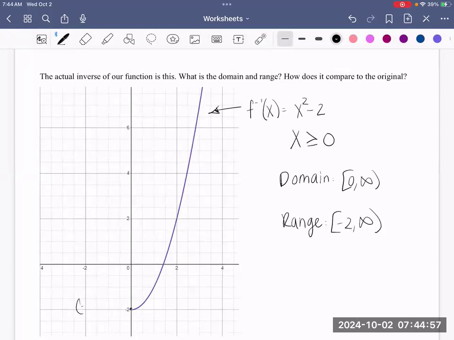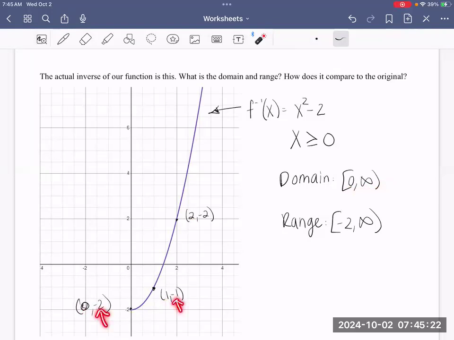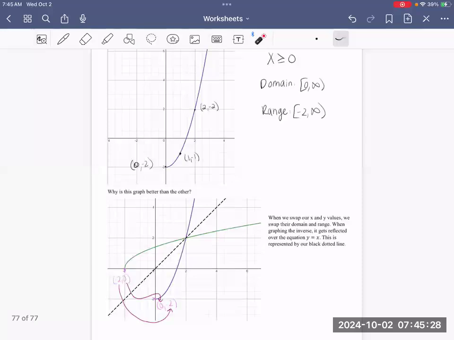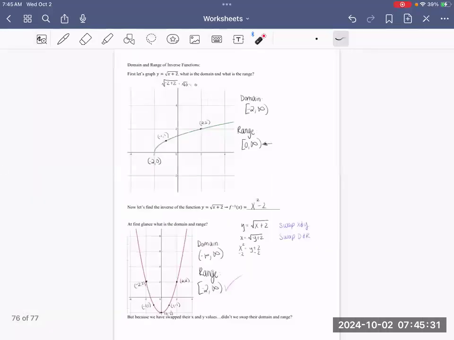Again, this point being up for debate, so 0, -2. And if you plot random points, we have 1, -1, we have 2, -2, right? And we can see that these x values start at 0 and they're going to get larger. And your y values start at -2 and they will get larger as well. So keep in mind your domain and range every time you swap your x's and y's. You don't need to reevaluate your graph if you have originally done it in the first place.